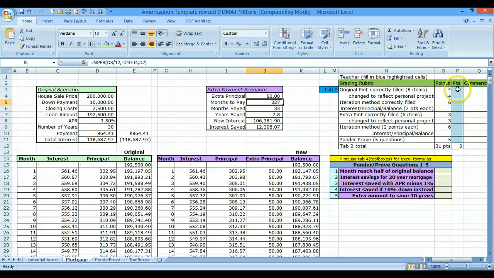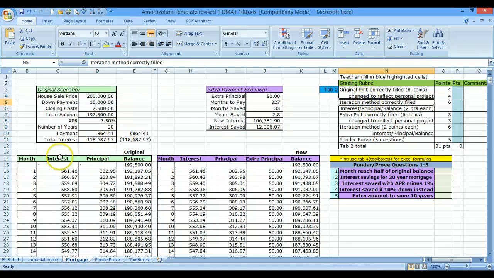Now, you'll notice over here, this is my grading rubric. If you want to look over it and make sure that you have done all of these to get your points, make sure that your original payment is correctly filled in over here, and the original scenario, the house price was changed to reflect your personal project along with the APR. The next is the iteration method filled in correctly for, this was the original payment.